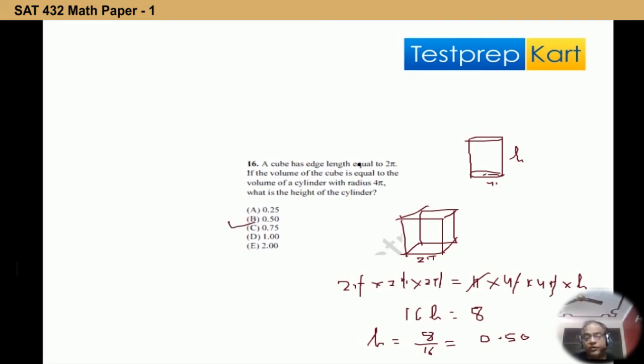Here, one should realize that the volume of the cube is equal to the volume of the cylinder, and the cylinder's radius is different from the length of the cube. So here it is 4 pi, right? The volume of the cylinder is pi r square h, and the volume of the cube is 2 pi whole cube. If you take the volumes of both the cube as well as the cylinder equal, 16h will be equal to 8, and therefore h will be equal to 8 by 16, which gives me 0.50, and therefore option B is correct.